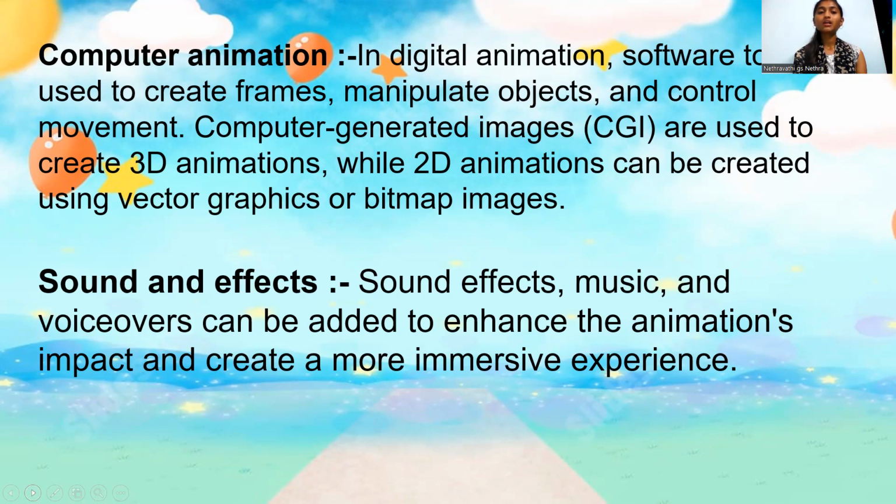Computer animation uses software tools. As I said earlier, they use software tools to create a frame, to manipulate the object, the movements of the object, and to control the movement, like the speed limits. If they're creating an animation video about jumping, what are the speed limits which are required? To control that movement and that speed limit, they use software tools.